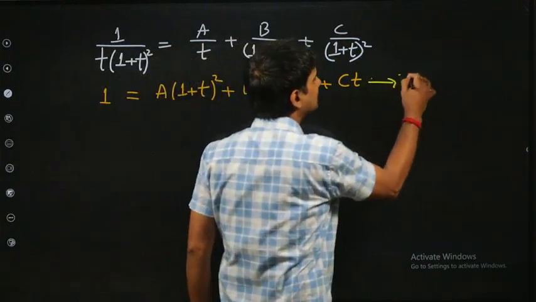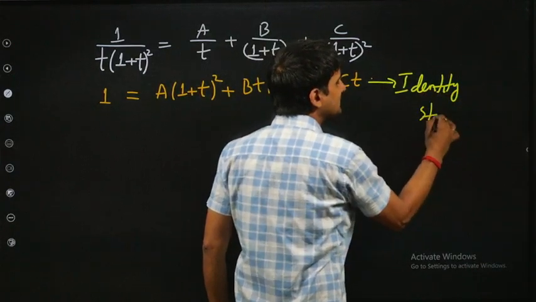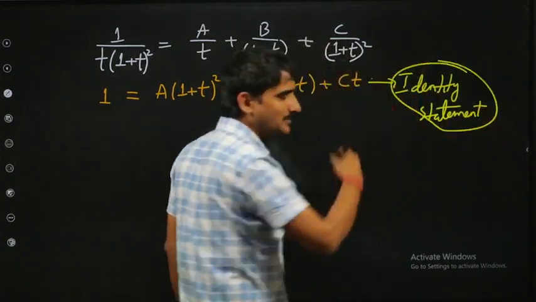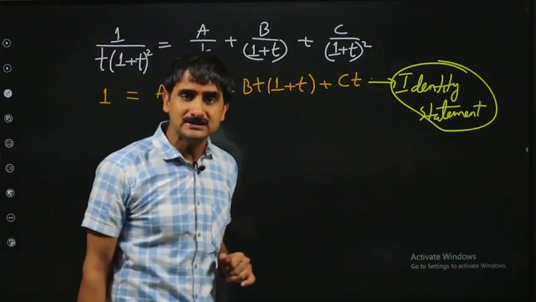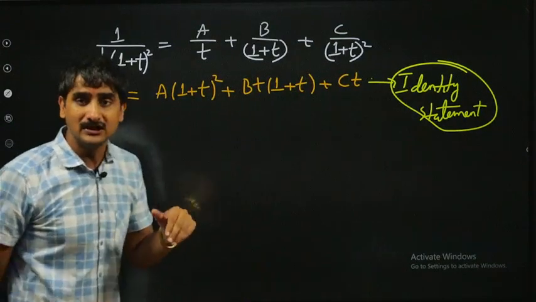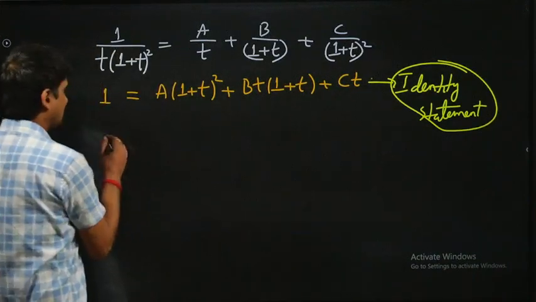You should remember this is an identity statement. That simply means it is true for every value of t. So you can put any value of t of your choice to get the values of a, b and c, but we will definitely choose those values which will give us a, b, c as directly as we can.